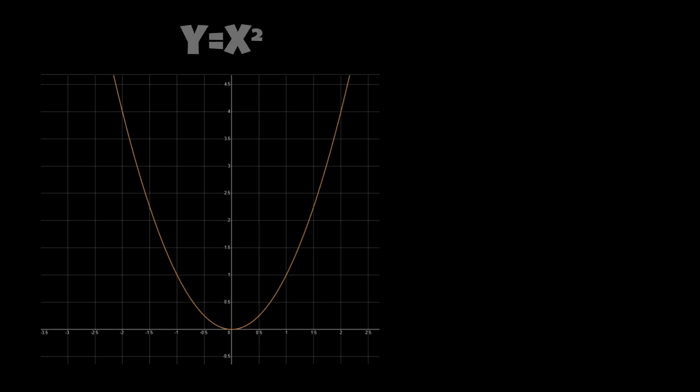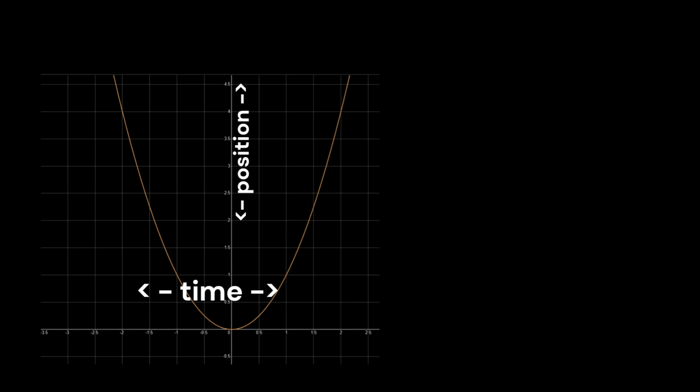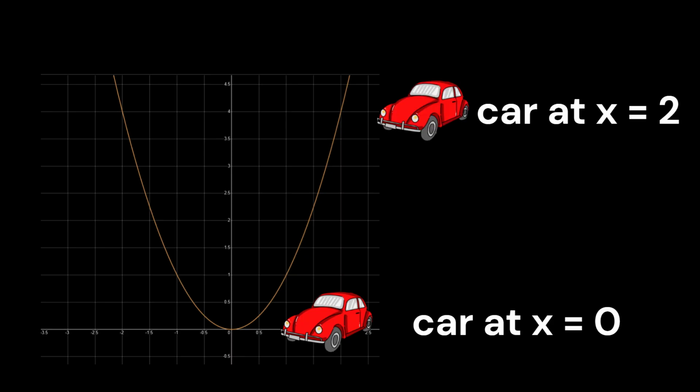Now, let's look at a simple equation. This equation is y equals x squared. You may know it as a parabola. For this case, the x is time and the y is position. Treat this parabola like the car problem. At x equals 0, the car is at y equals 0. And at x equals 2, the car is at y equals 4.